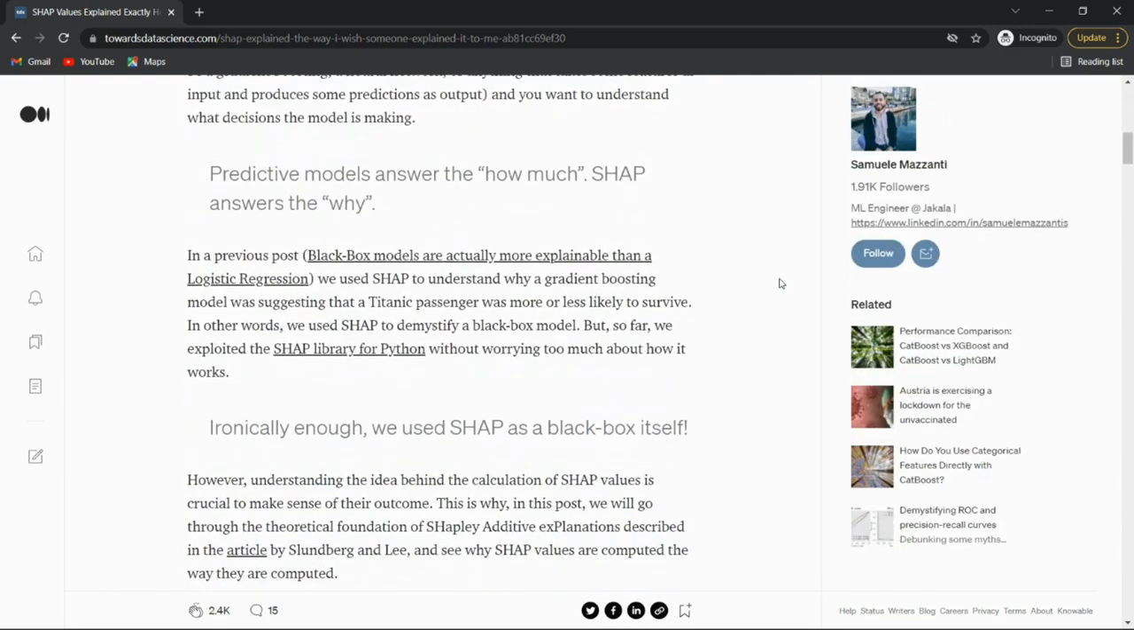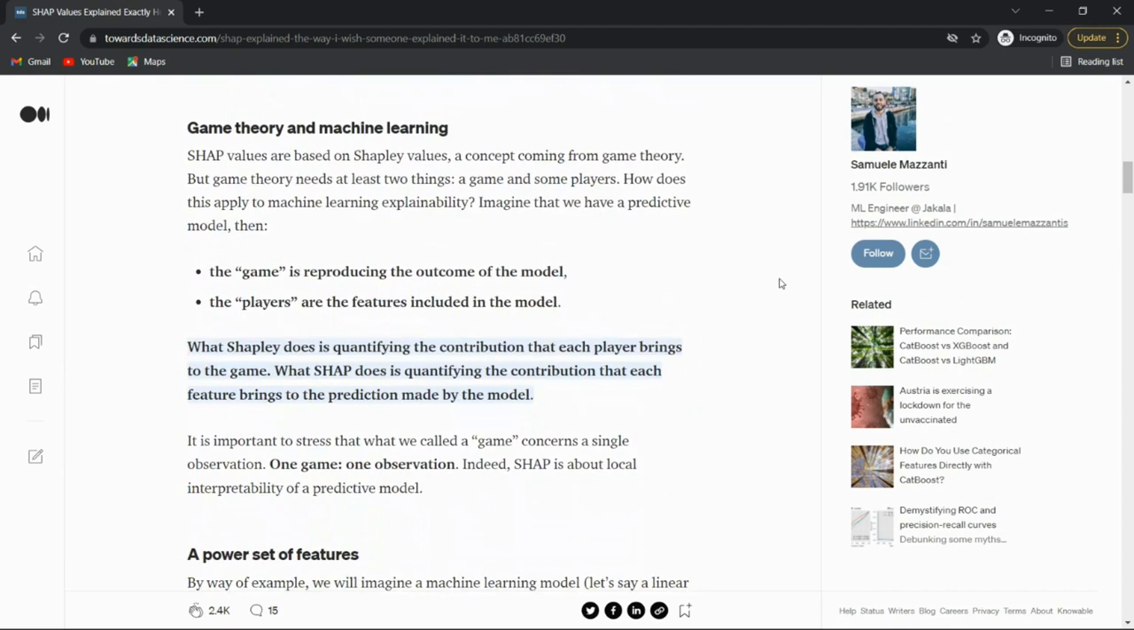So I will move towards the main thing, that is the calculation of the SHAP values, and they are based on the Shapley values, a concept that comes from game theory. Game theory needs two things, a game and some players. So the game is reproducing the outcome of the model, and the players are the features of the model on which the model is built. So Shapley, what it does is quantify the contribution that each player brings to the game. So what SHAP does is quantify the contribution of each feature to the prediction made by the model.